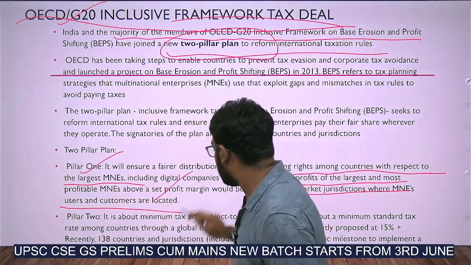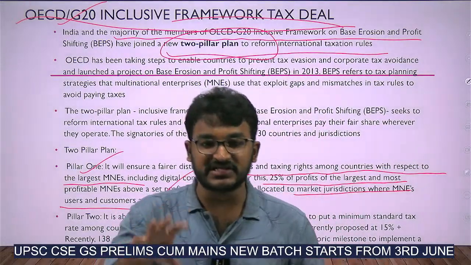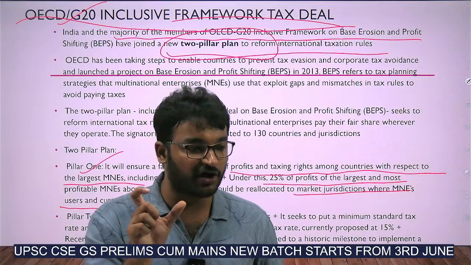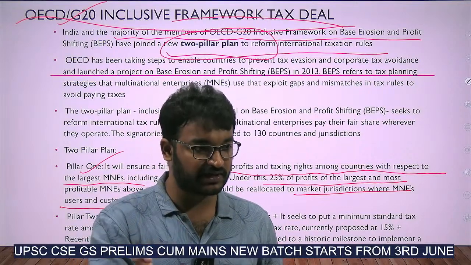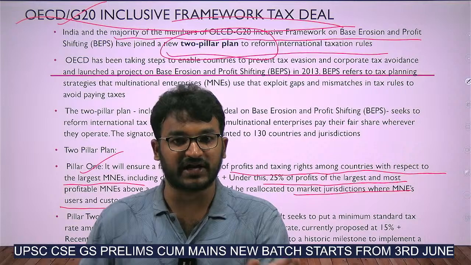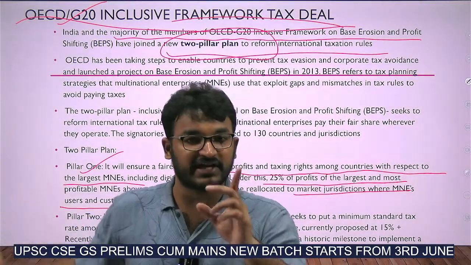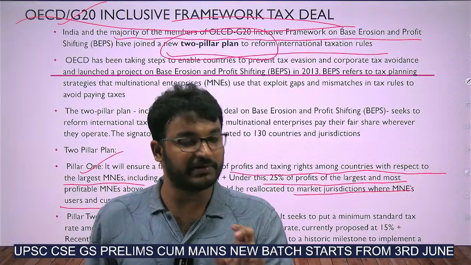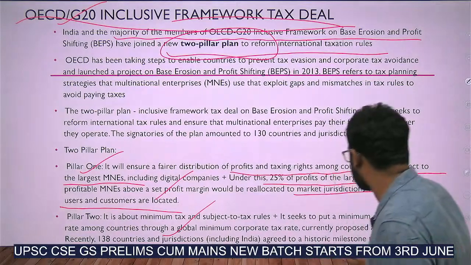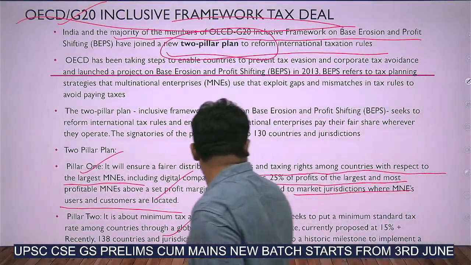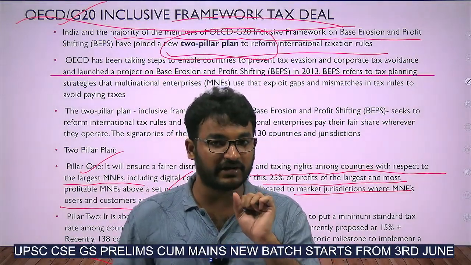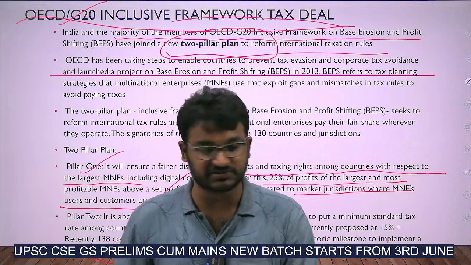This is the first pillar. And in the second pillar, if these companies are not paying tax at all, they must pay a 15% global minimum corporate tax. How this 15% will be shared between the different countries will be decided by this framework. That is pillar 1, and this 15% global minimum corporate taxation is pillar 2. Recently 138 countries including India have agreed to the implementation of this global tax deal. Remember, this is a flagship initiative, a landmark initiative also.